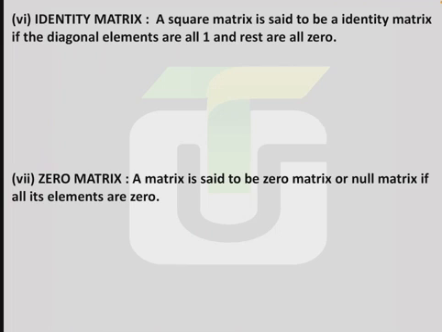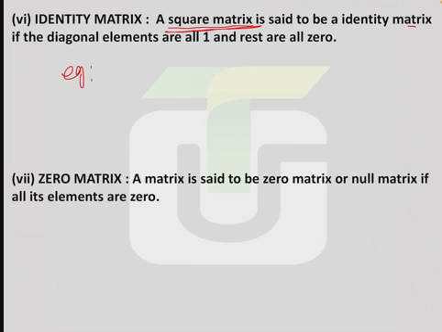Okay, so a square matrix is said to be an identity matrix if the diagonal elements are 1 and rest are all 0. Okay, identity matrix क्या होगा? Has to be a square matrix first of all. Okay, and said to be an identity matrix कह सकते हैं कब? जब diagonal elements are 1 and rest all are 0.